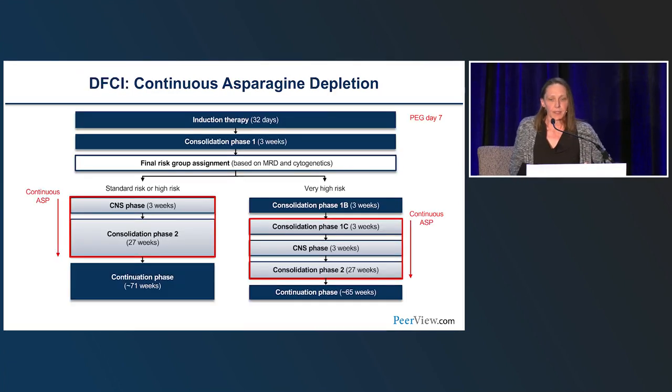Okay, so I wanted to spend a little bit of time thinking through the application of these two different pegylated E. coli asparaginase products. What I say is that for individuals who use Dana-Farber-based protocols, you'll know that a large component of the consolidation phase of this therapy is continuous asparagine depletion.